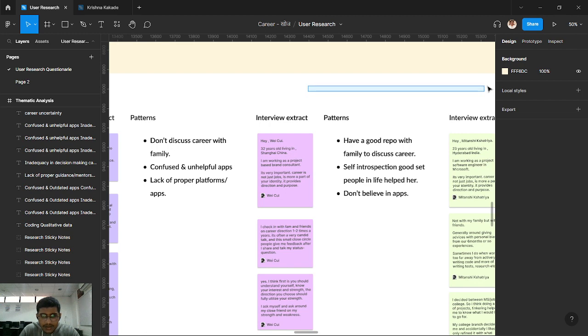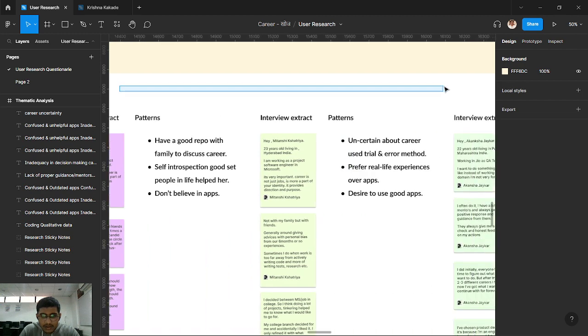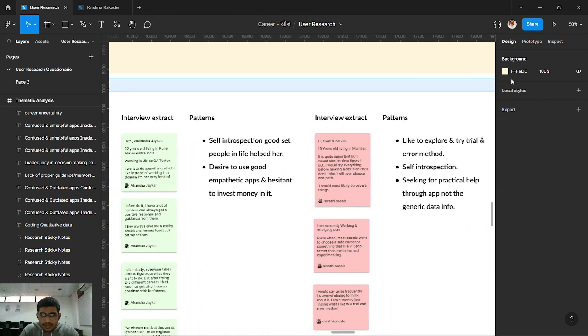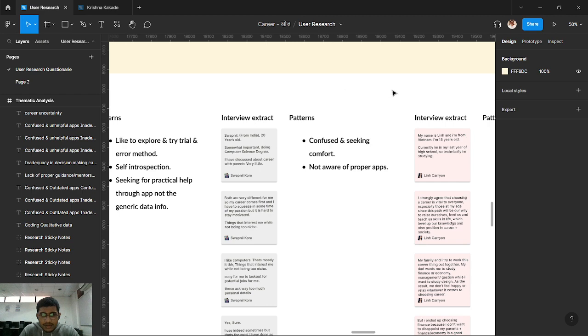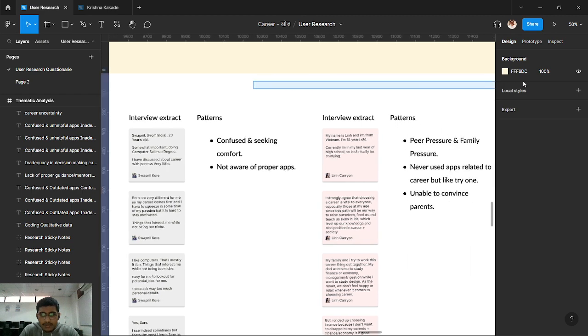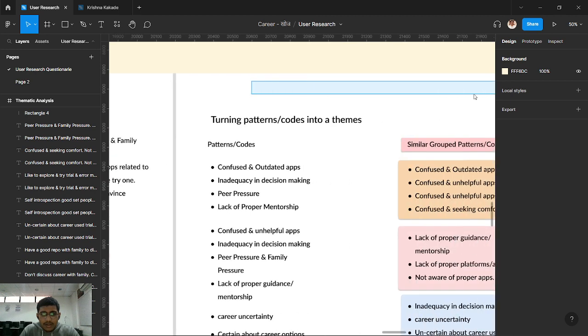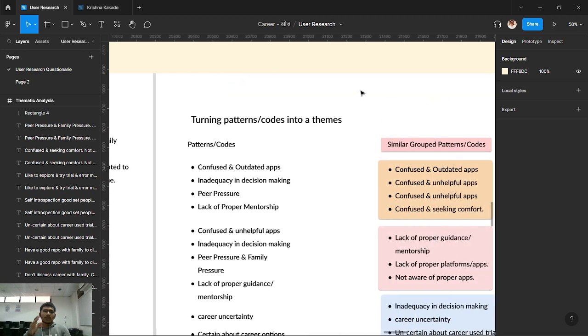So these are patterns. Later on, we'll jump into the next step, thematic analysis. After generating patterns, we have to turn patterns, or codes, into themes. We can call this thing patterns or codes. Codes is a technical term, so in layman's terms, we can call them patterns.